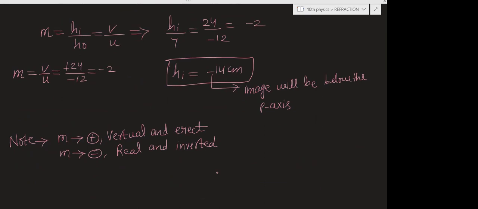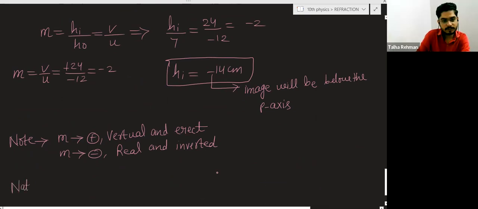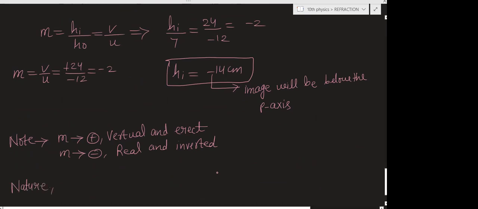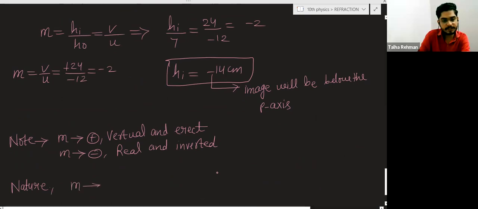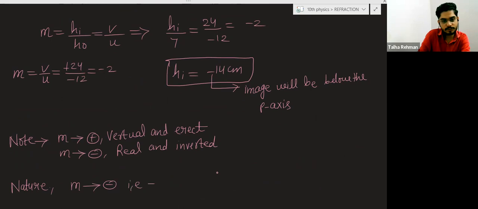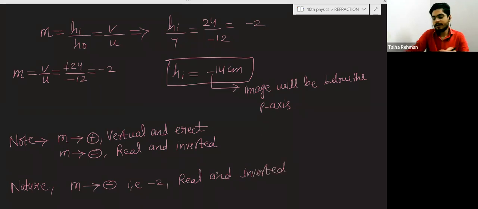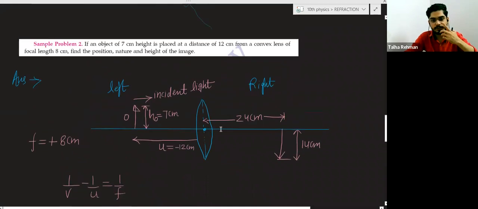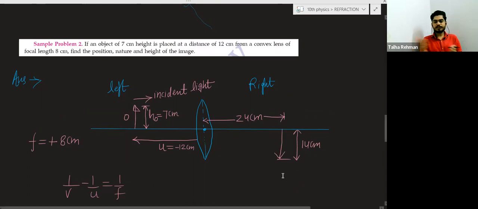So for the nature you can write, you are getting magnification as negative, that is minus 2. So you can say that your image will be real and inverted. From the diagram each and everything is clear. You can see here the image is inverted, like this, and according to the negative sign, or from the magnification, you can also get it. So just note this down.